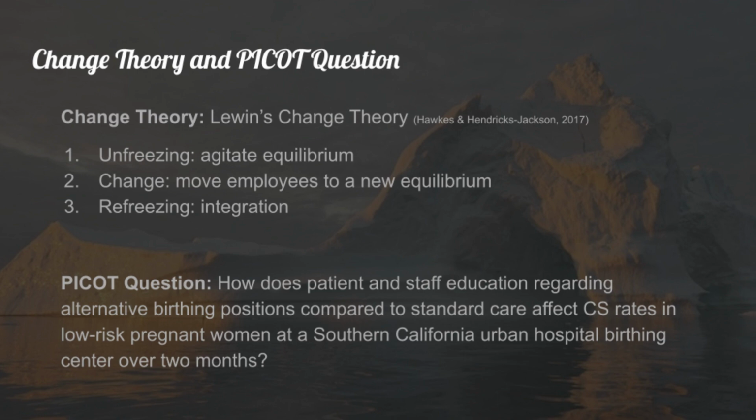And the PICO question for this project was, how does patient and staff education about alternative birthing positions compared to standard care affect cesarean section rates in low-risk pregnant women at a Southern California urban hospital birthing center over the span of 2 months?